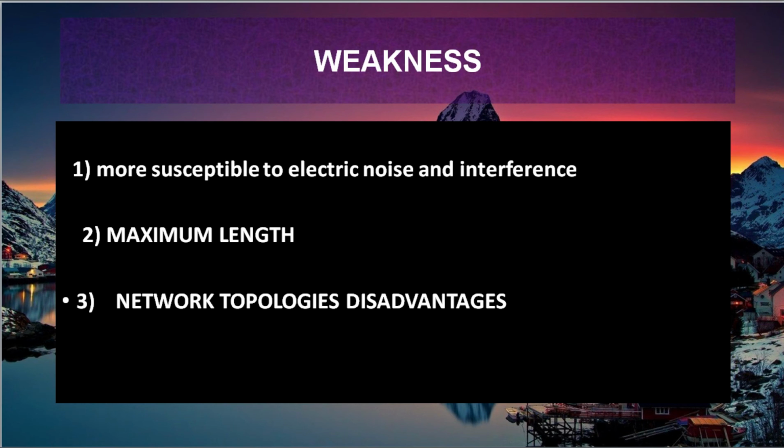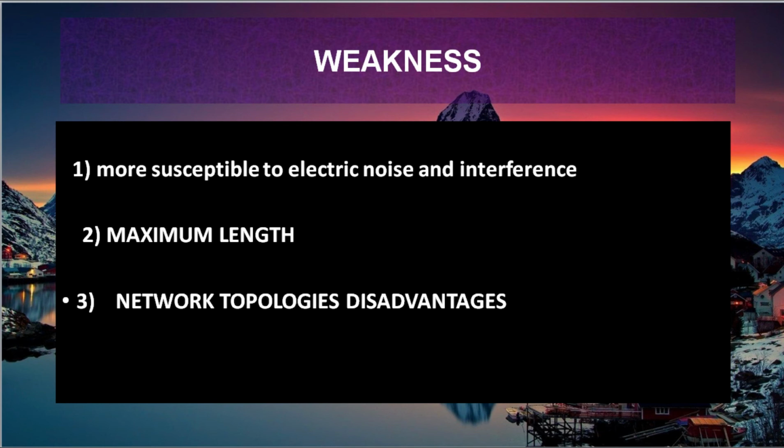Weaknesses. UTP cables are more prone to electromagnetic interference and radio frequency interference that is caused by a microwave. So they are more susceptible to electric noise and interference compared to other forms of cables. For this reason, they should be kept out of the wave range of electric motor and fluorescent lighting. Second one, maximum length. It is known that UTP cables use copper cables, so the maximum length is only 100 meter. If the cable exceeds 100 meter, it will get too much signal loss due to high cable temperature.